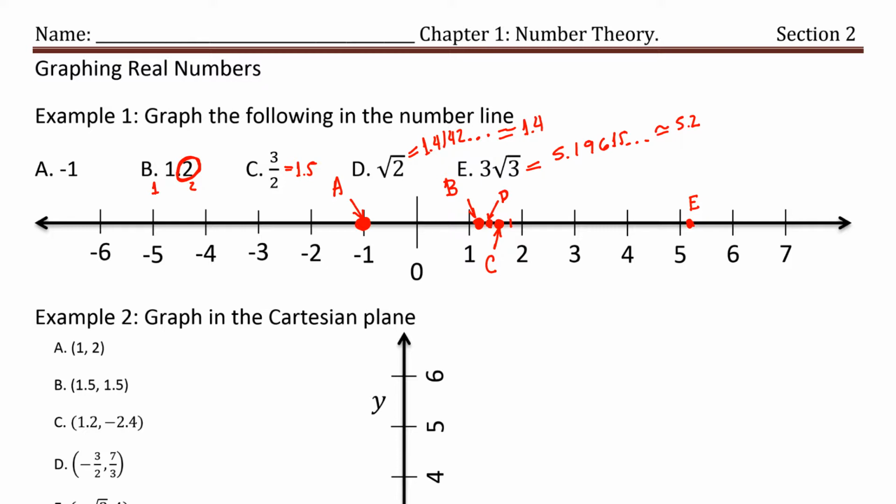And that's pretty much how you graph points on a number line. Whenever we're dealing with irrational numbers and rational numbers specifically, you're always estimating. Some estimates are going to be more accurate than others. 1.5 you should be able to find relatively easily. 1.2 is going to give you a more difficult time.